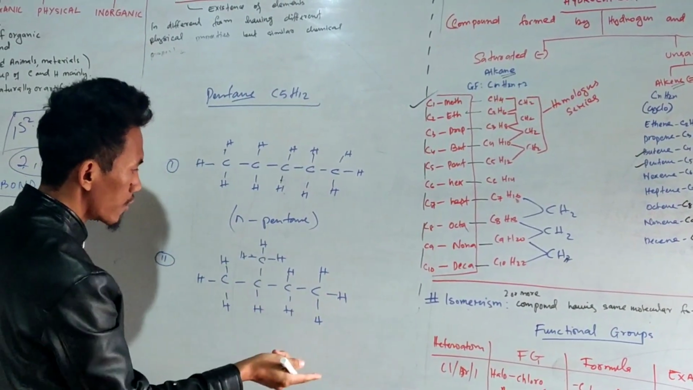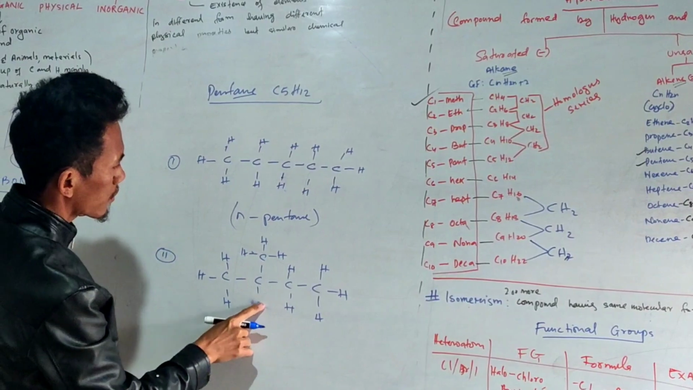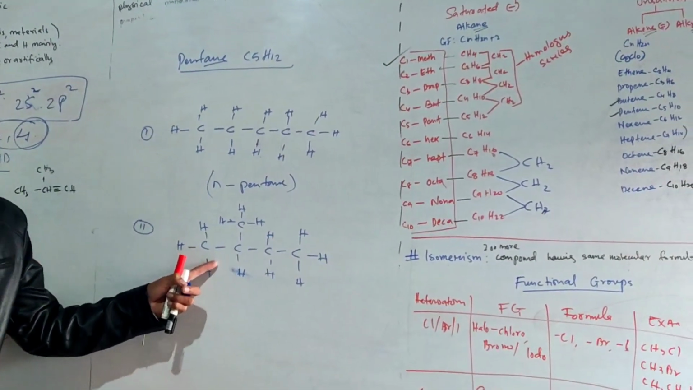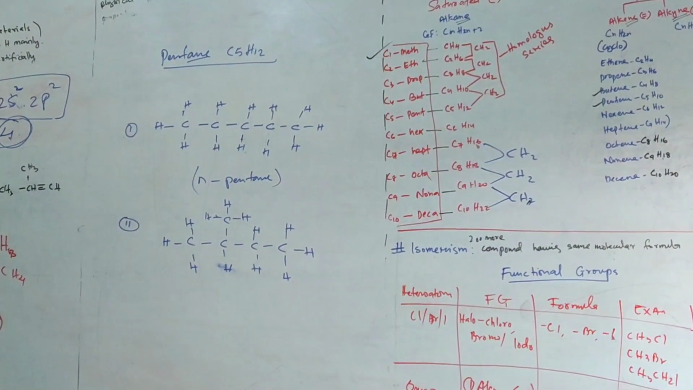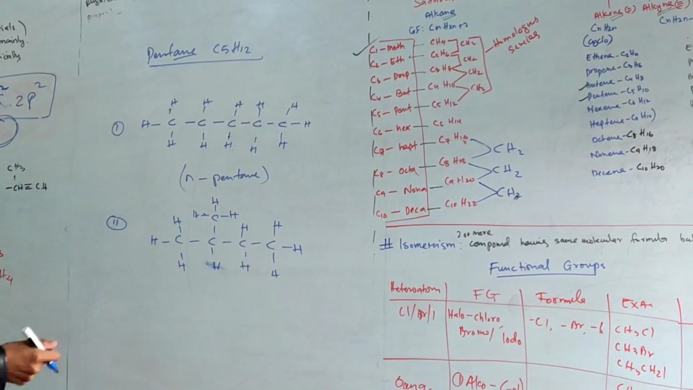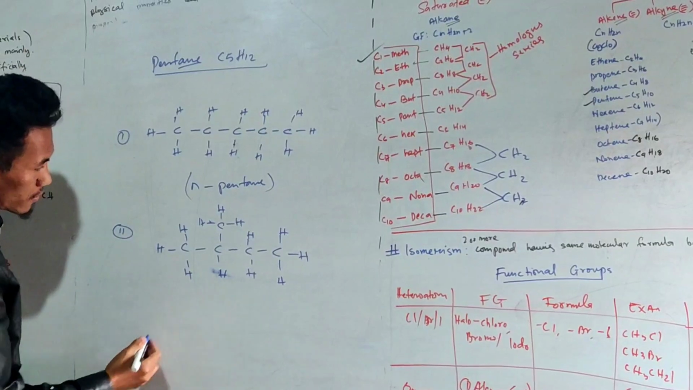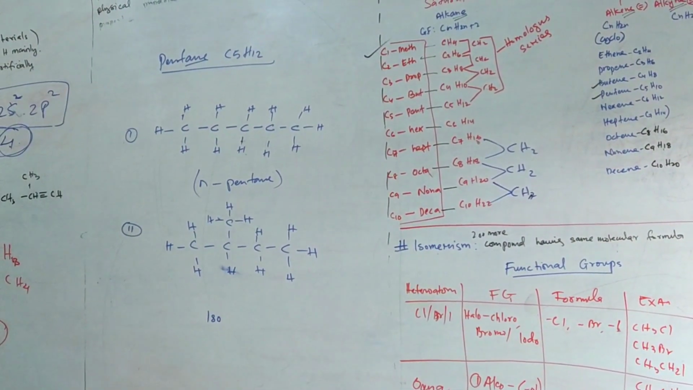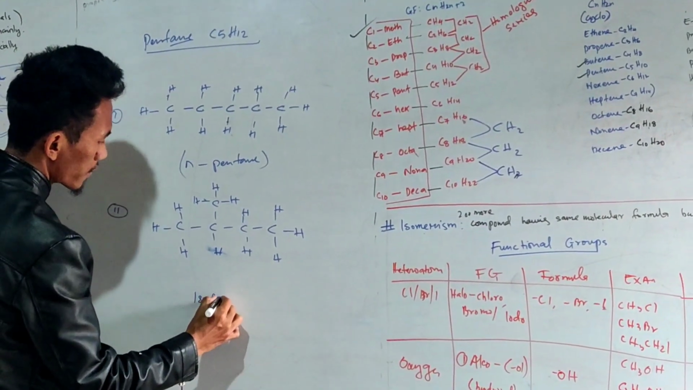3, 4, 12. Right? Okay, this is another way to write pentane. Let's name it isopentane.